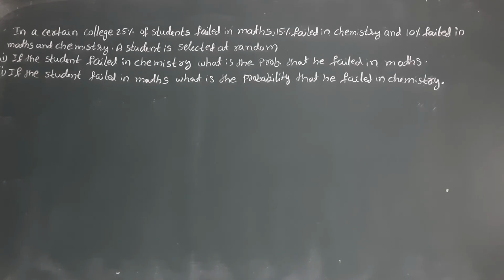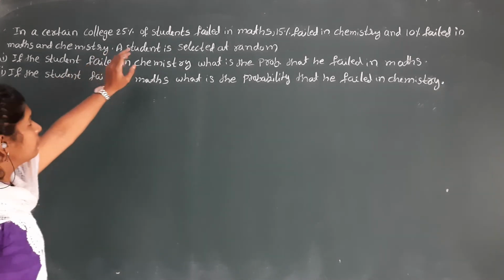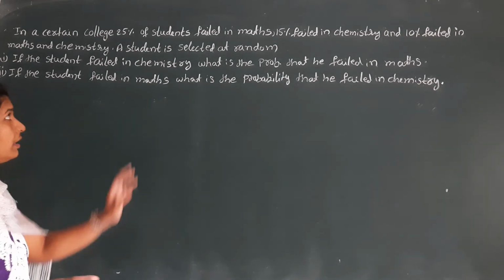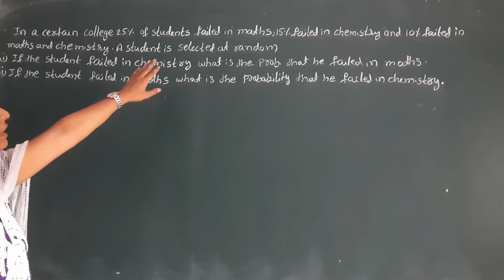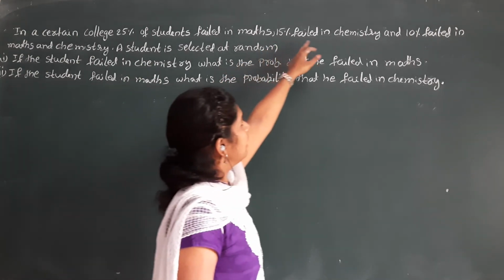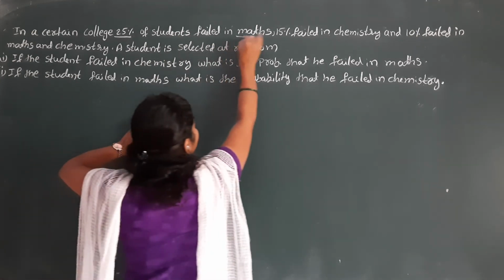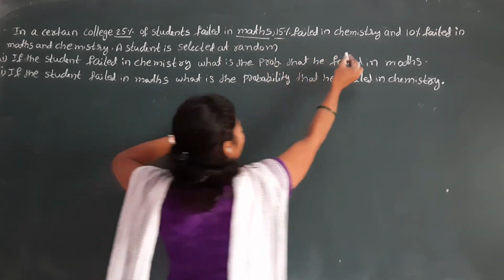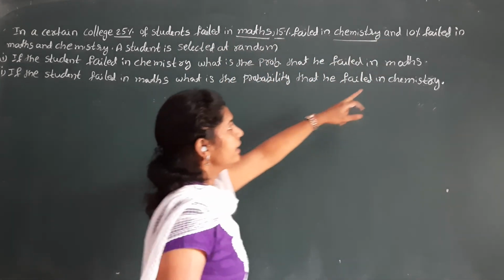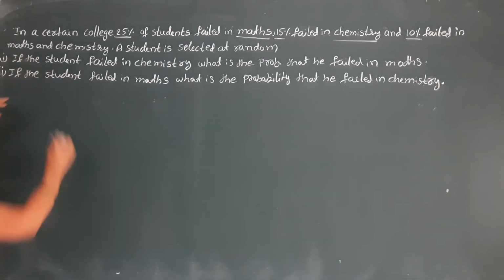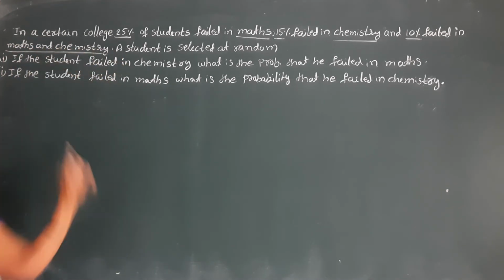In a certain college, 25% of students failed in maths. In the entire 100% of students, 25% failed in maths, 15% failed in chemistry, and 10% failed in both maths and chemistry.